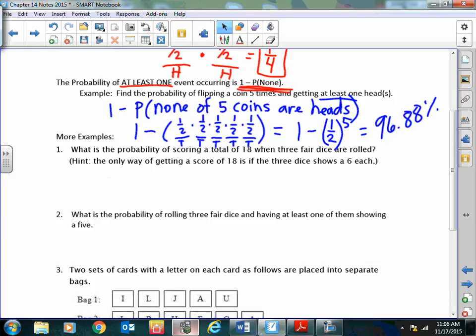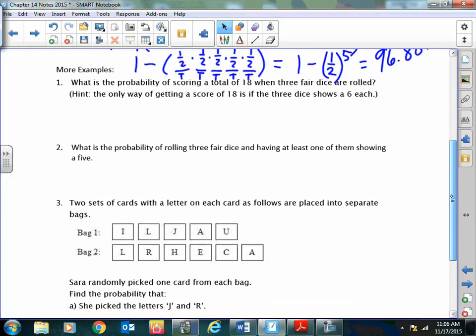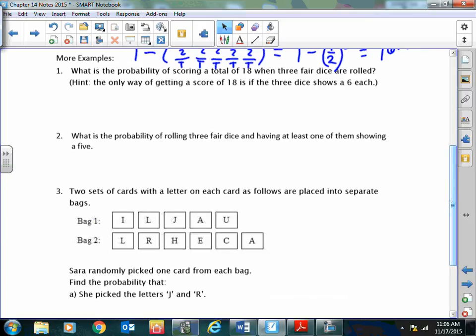All right. Let's have you try numbers 1 and 2, and then we'll check them. Okay? So try that.